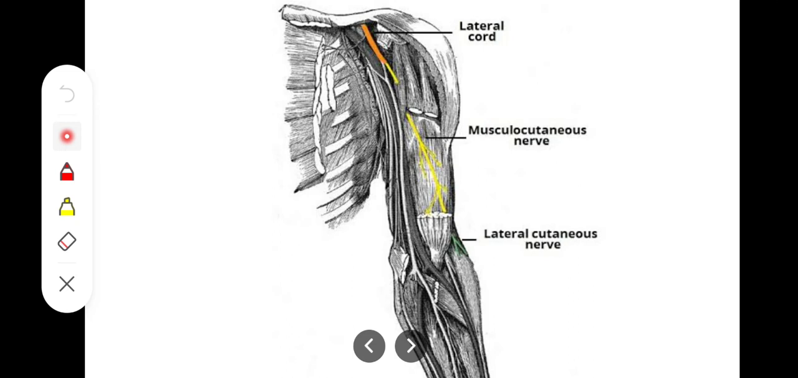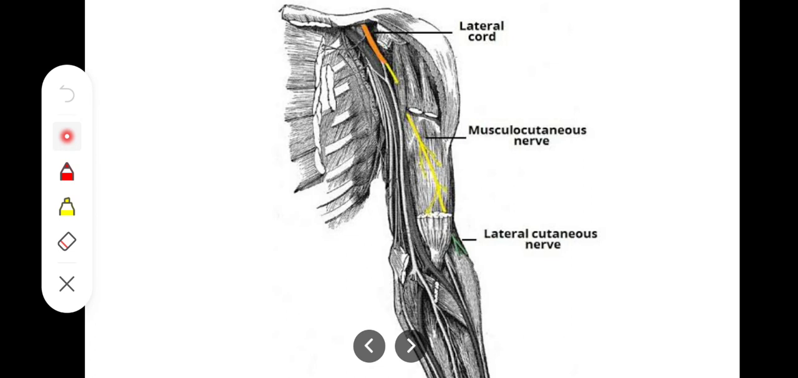So it will be terminating at the lateral border of the elbow joint or the lateral border of the forearm region to become the lateral cutaneous nerve of forearm, right? So it continues as it does not terminate at all. It just continues in the forearm as the lateral cutaneous nerve of forearm, and it supplies the skin in the forearm region on the lateral aspect, and it does not supply any muscle there. It only supplies the muscles in the arm region.